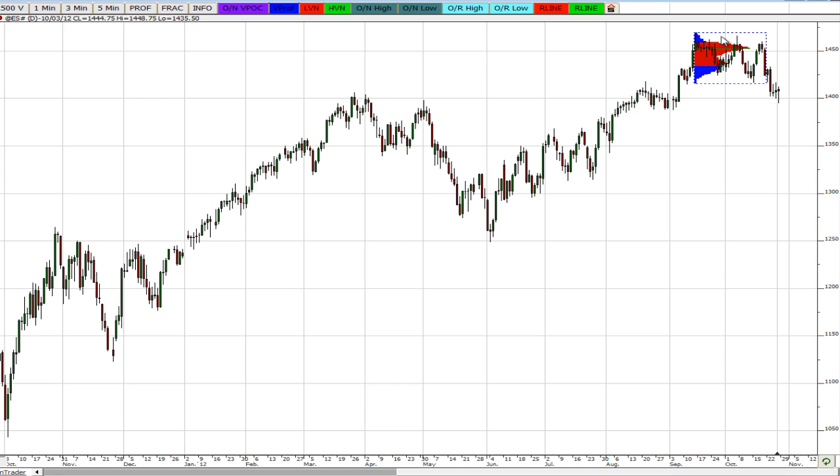We had this big sideways balance area, and we've broken out below it, and we're holding below it. But on the biggest time frame, it's all happening within a bullish context. It's all a normal pullback within a larger uptrend. Okay? So given all this, what is our bias here?